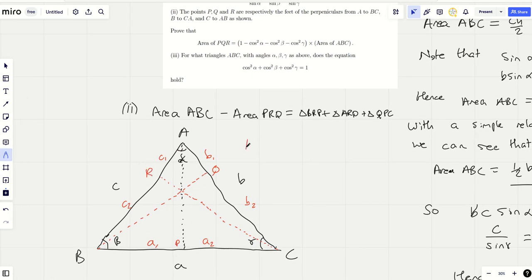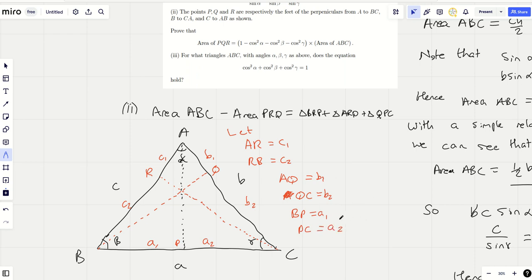So just point out that AR equals C1. Let AR equals C1, RB equals C2. Naturally, C1 plus C2 is C. Likewise, AQ is going to be B1, QC is going to be B2. And lastly, BP is going to be A1 and PC is going to be A2.